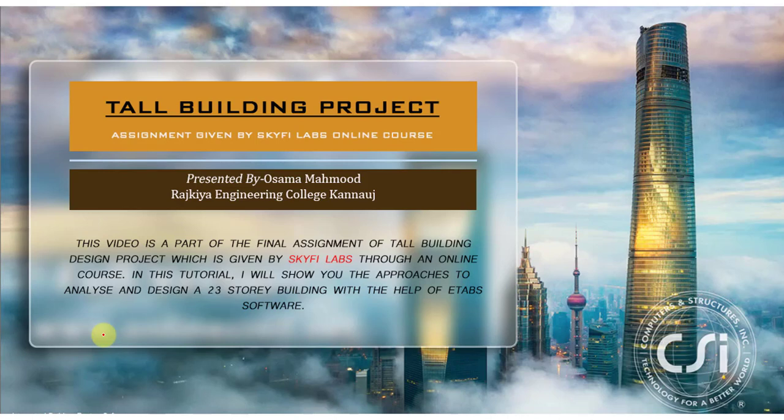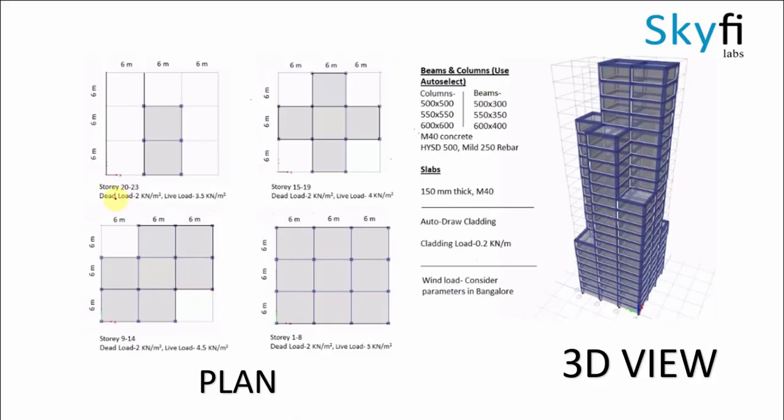Here I am going to show you an assignment based on the design of a tall building, given by Skyfi Labs through an online course. In this tutorial, I will show you the approaches to analyze and design a 23-story building with the help of ETABS software. You can see the 3D view of the building, which has 23 stories with varying geometry, and the height of each story is 3 meters.